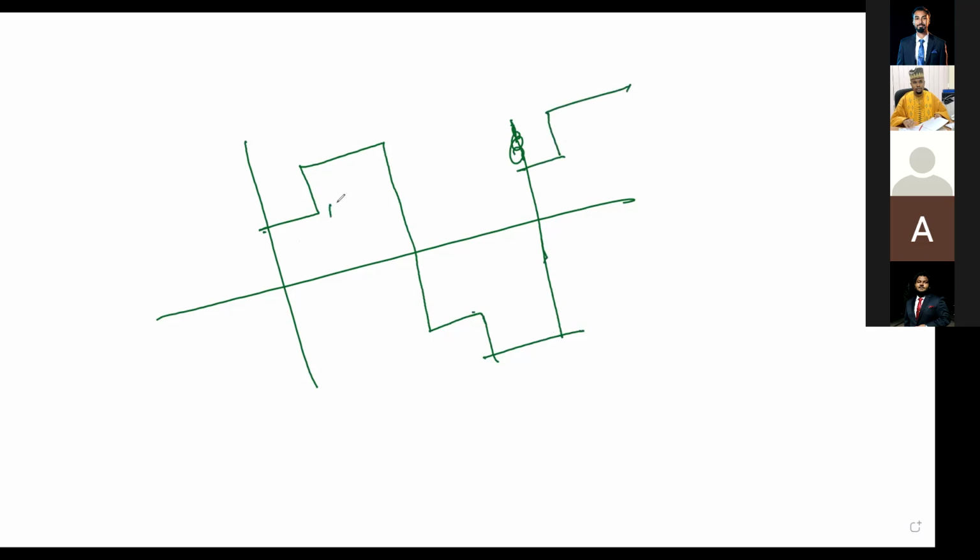So suppose this is 100 volt, suppose this is your 200 volt, something like that. This is your pi and this is your twice pi. And this is your minus 100 volt and this is minus. Will you be able to do it?